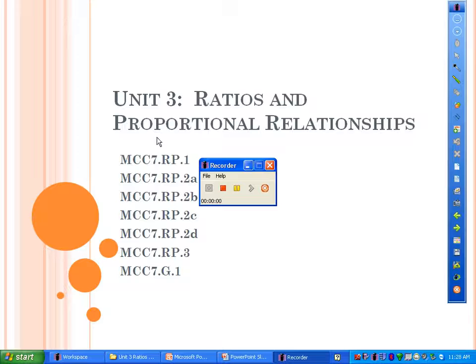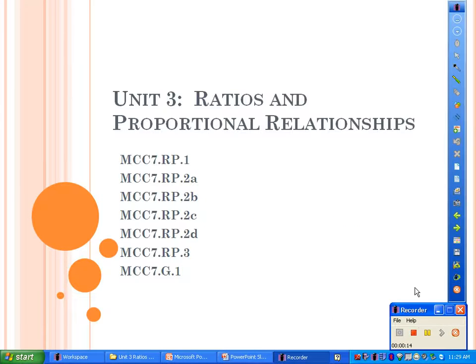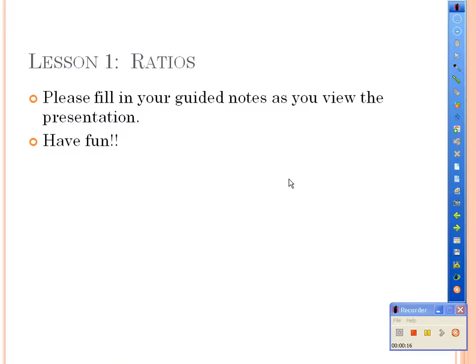Today we are going to begin Unit 3, entitled Ratios and Proportional Relationships. We're going to start with Lesson 1, entitled Ratios. We would like for you to please fill in your guided notes as you view this presentation.